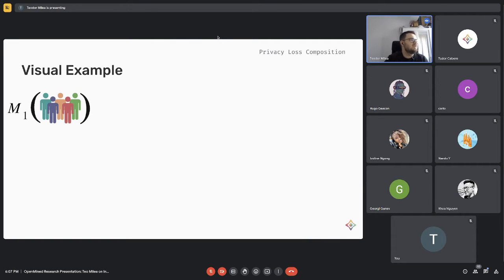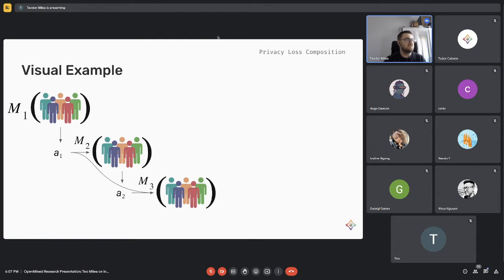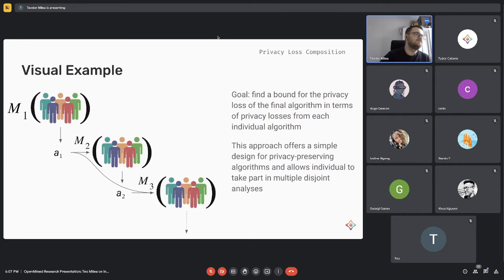So a visual example for that would be if we have a data set and we try to run an algorithm M1, let's say, over them, we get an output. And now if we want to do that again, we have to feed that output into our new analysis. And then for the third instance, we need to feed both A1 and A2. So our goal in this scenario is to find a bound over the privacy loss of the final algorithm in terms of privacy losses of each individual algorithm.